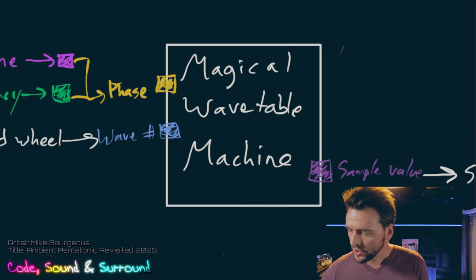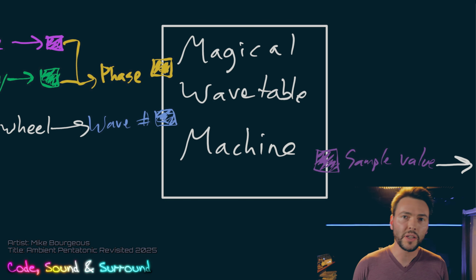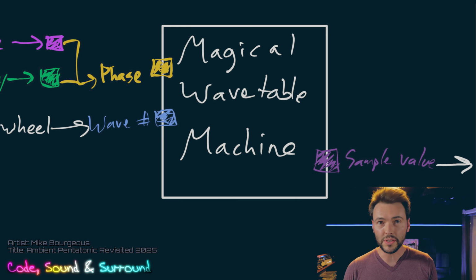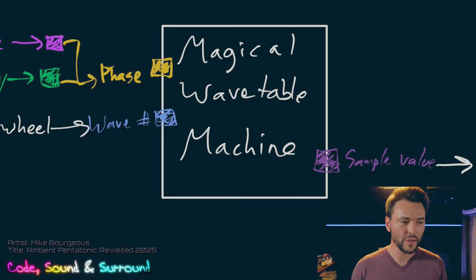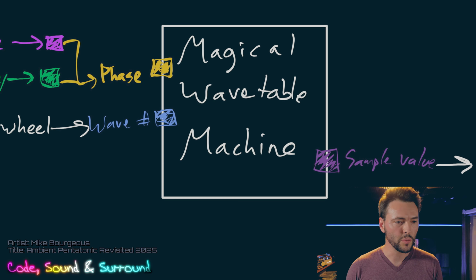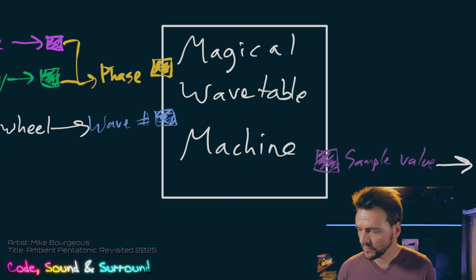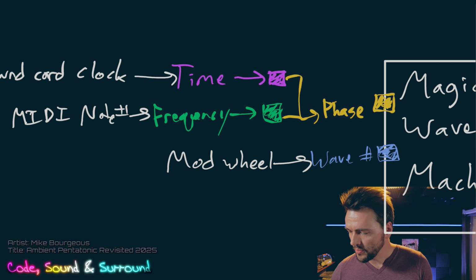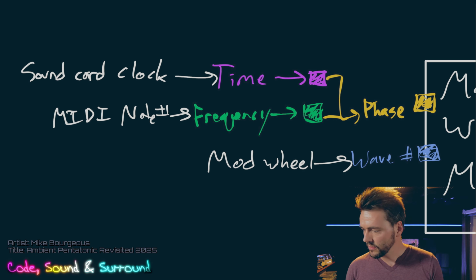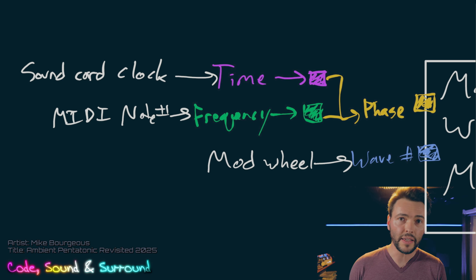So basically what we're trying to do here, we're trying to create a magical wavetable machine. We don't know exactly what this machine does yet, which is why it's called magical. But we know the inputs and the outputs of the machine, and by studying these inputs and outputs, we can learn what the machine should do on the inside. So in the case of our wavetable machine, our two inputs are phase and the wave number. The phase is that horizontal component from the matrix that I showed earlier. The wave number is the vertical component of the matrix.